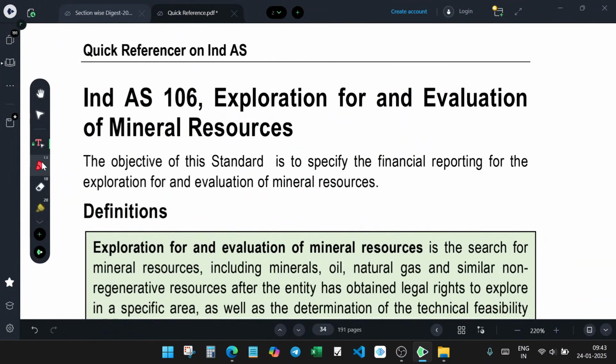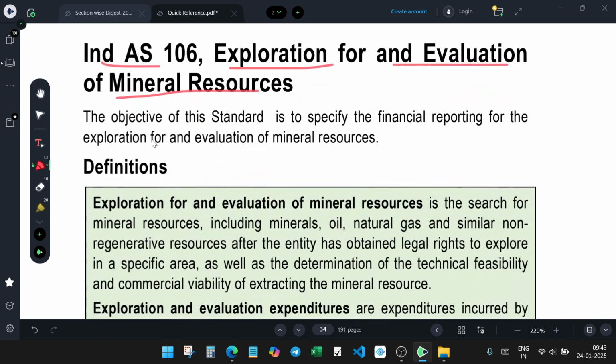India is 106, exploration for and evaluation of mineral resources.